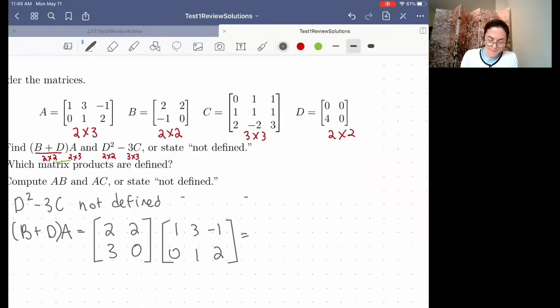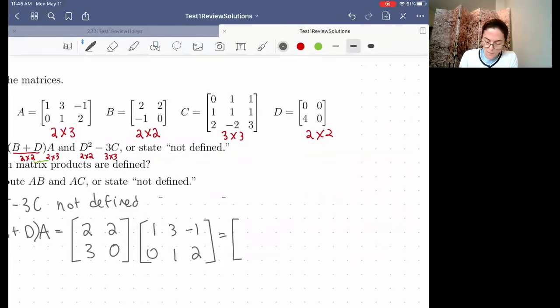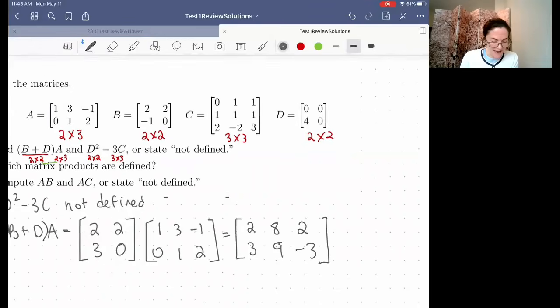Now I need to multiply. And this will be, as I said, 2 by 3. Okay, well, let's think about this. We get 2, we have 6 plus 2, and we have minus 2 plus 4. And then we have 3, then we have 9, and then we have minus 3. Okay, great. So now we have done part A.